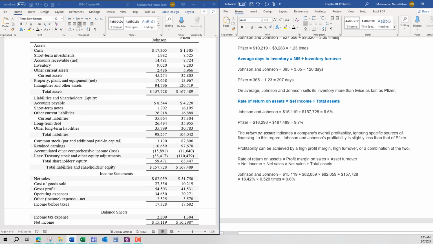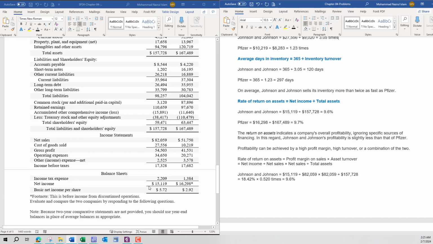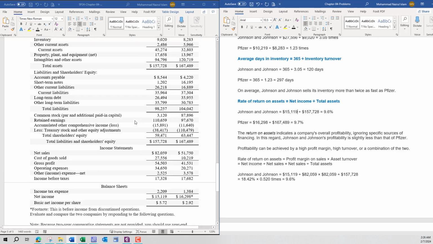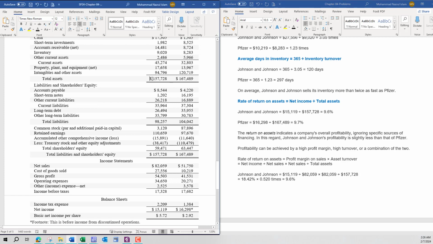Return on assets is net income divided by total assets. Net income is 15,119 for Johnson & Johnson, and total assets is 157,728. It is 9.6% return on assets, and for Pfizer it is 9.7%. So Pfizer is better than Johnson because its return on assets is higher than Johnson's.